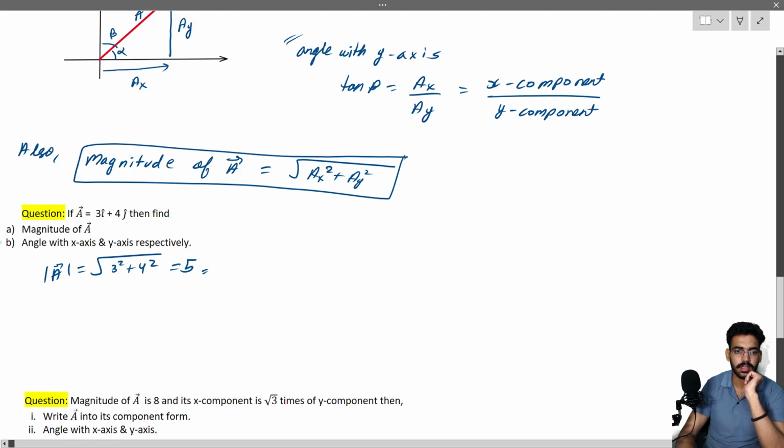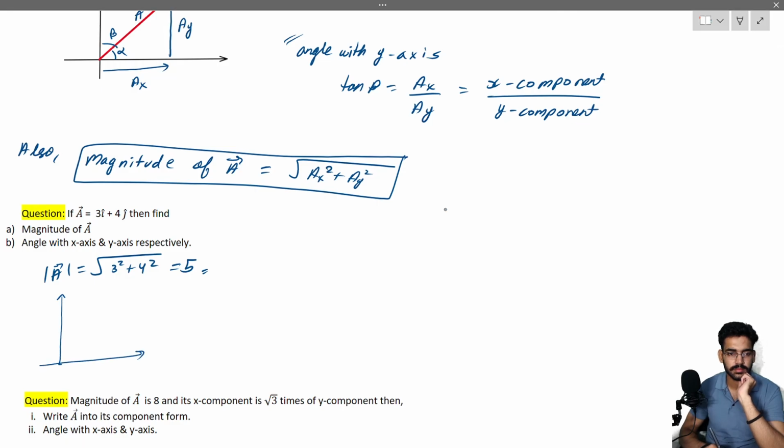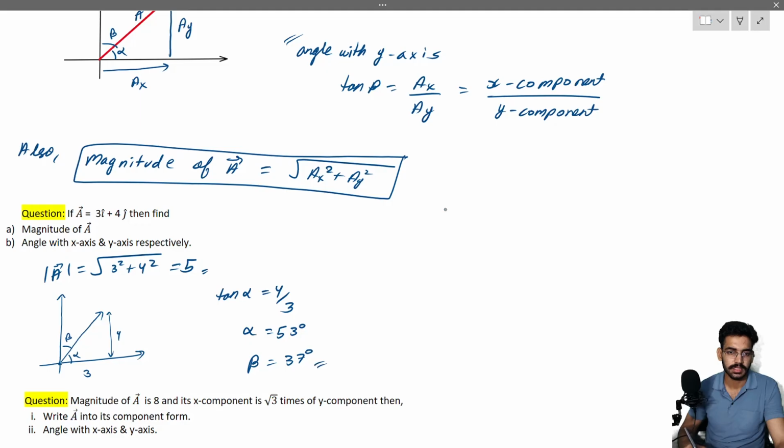Next thing, angle with x-axis and y-axis respectively. So just draw this, not a problem. Like this, okay. With the x-axis this is 3, this is 4. This length is 4 and this length is 3. So he is asking the angle with x-axis, alpha. So I can write from here tan alpha equals 4 by 3. That means alpha is equal to 53, right? And so beta automatically comes to 37, right? Your total is 90, right?